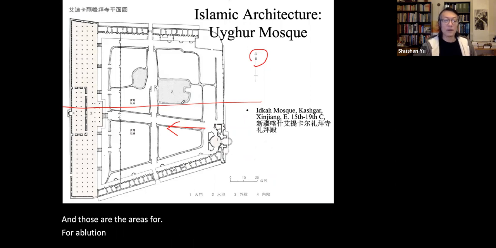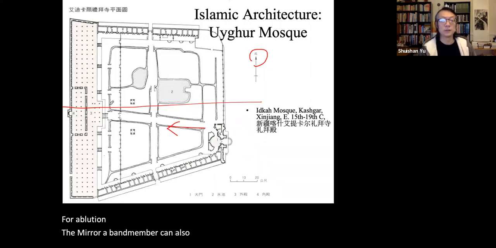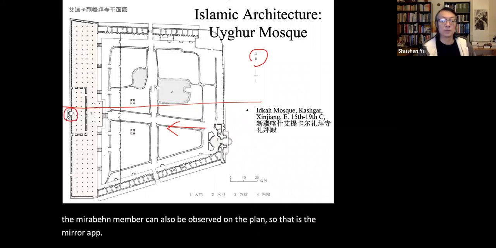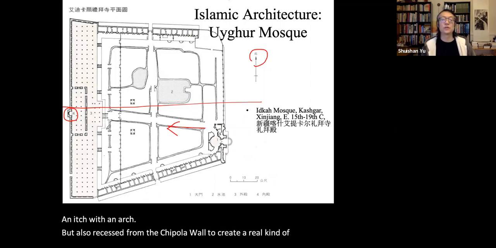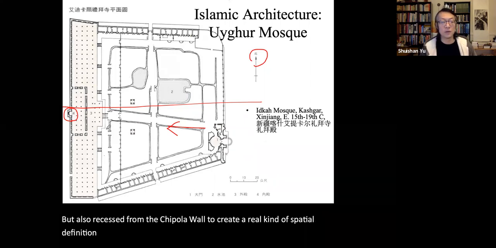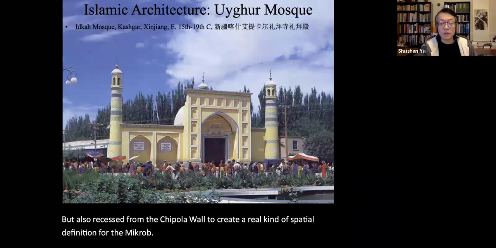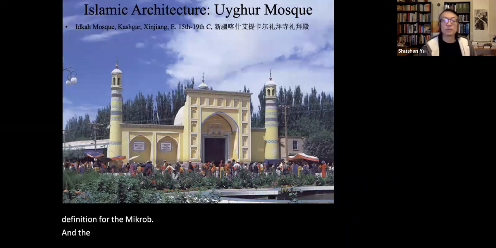The mihrab and minbar can also be observed on the plan. So that is the mihrab, the alcove on the Qibla wall. And in this case, it is a niche with an arch, but also recessed from the Qibla wall to create a real spatial definition for the mihrab. And the gate, right? This is the entrance to the courtyard.